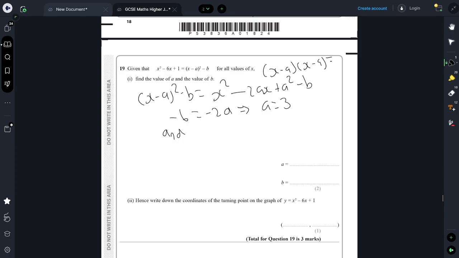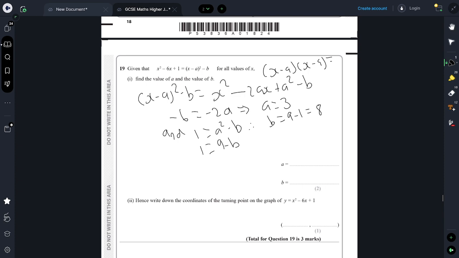And the constant 1 has to be a squared minus b. This is the constant here. Well, actually, a squared is 9, 3 squared. So therefore, b is 1 minus 9, which is minus 8. Well, that comes from 1 is 9 minus b. So then b is 9 minus 1. Hang on, that's not right then. So b is 9 minus 1, which is 8.